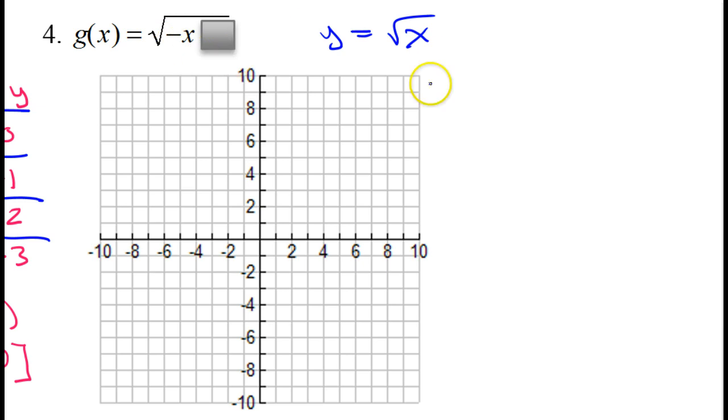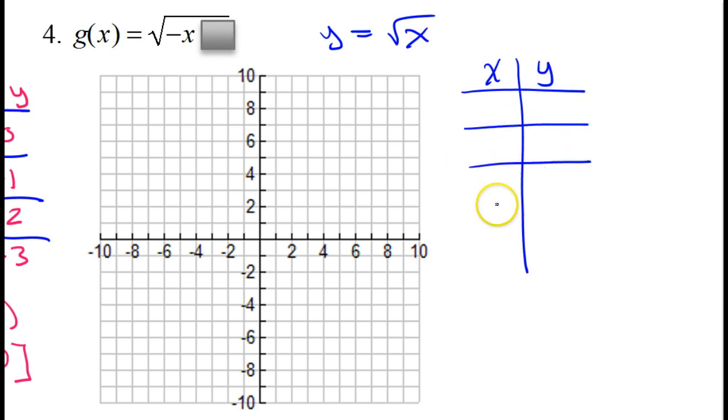Now, if we were going to graph the parent function y is equal to the square root of x, we would go like this. We'd have our x and our y, and we would use our good old 4 values that we love to graph. We would do 0, 1, 4, and 9, because the square root of 0 is 0, the square root of 1 is 1, the square root of 4 is 2, and the square root of 9 is 3.